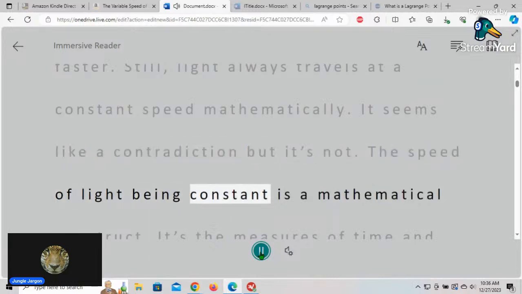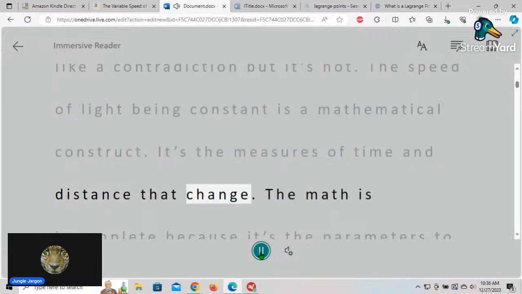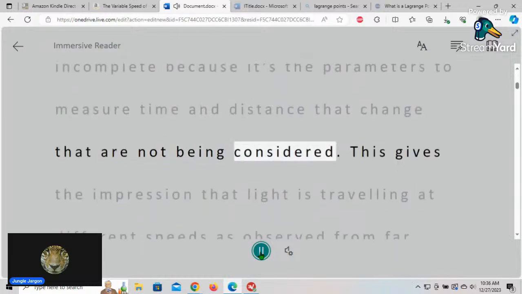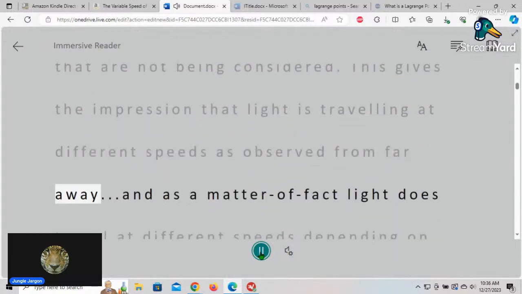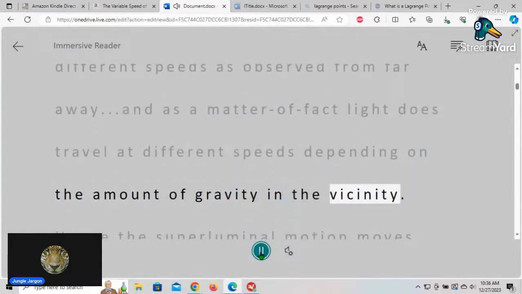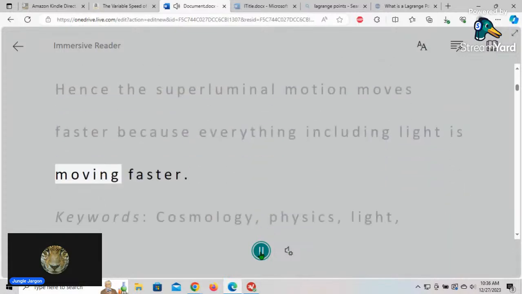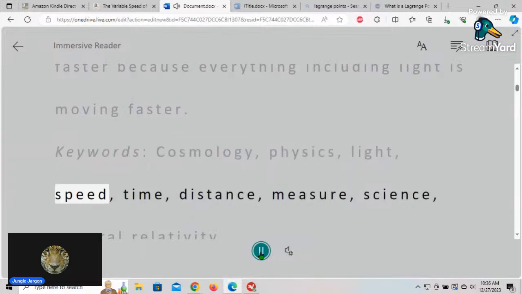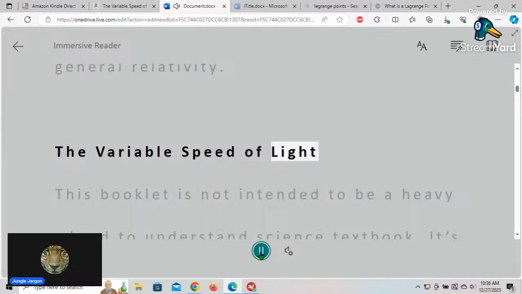The speed of light being constant is a mathematical construct. It's the measures of time and distance that change. The math is incomplete because the parameters to measure time and distance that change are not being considered. This gives the impression that light is traveling at different speeds as observed from far away, and as a matter of fact, light does travel at different speeds depending on the amount of gravity in the vicinity. Hence, the superluminal motion moves faster because everything, including light, is moving faster. Keywords: cosmology, physics, light, speed, time, distance, measure, science, general relativity. The variable speed of light.